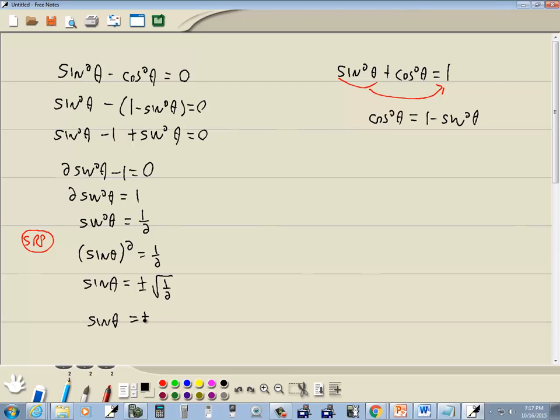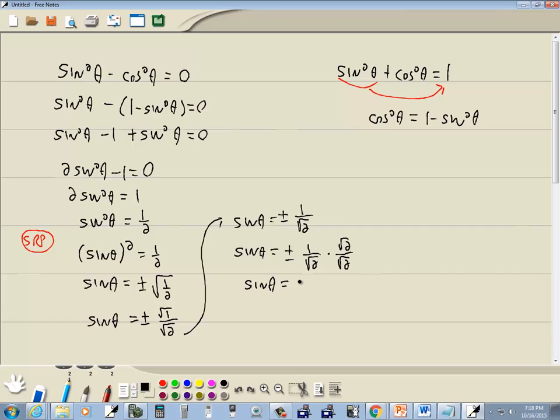Now we cannot have a fraction inside of a square root, so I'll split that up, put a square root around top, square root around the bottom, and square root of 1 is 1. And we can't have the square root down in the denominator, so we'll multiply top and bottom by the square root of 2. And we end up with sine theta is equal to plus or minus square root of 2 over 2.